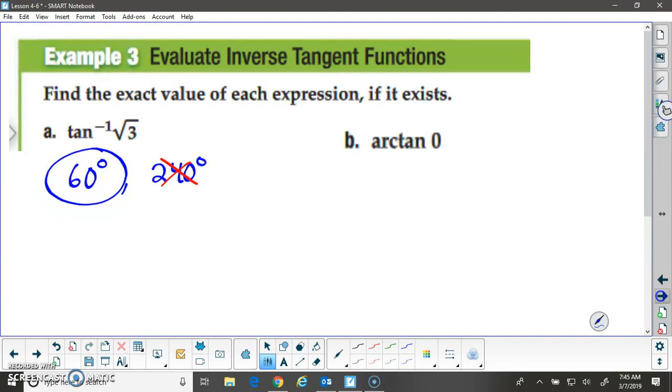Arctangent means the same thing as tangent inverse. And so we have two locations, 0 degrees and 180 degrees. Tangent inverse has to be between -90 and +90. Therefore, the answer is 0, and 180 degrees is unacceptable.